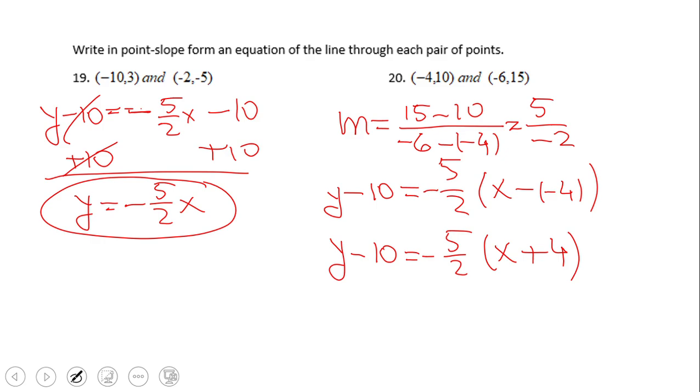So if you end up with y equals negative 5 over 2x, that is wonderful.